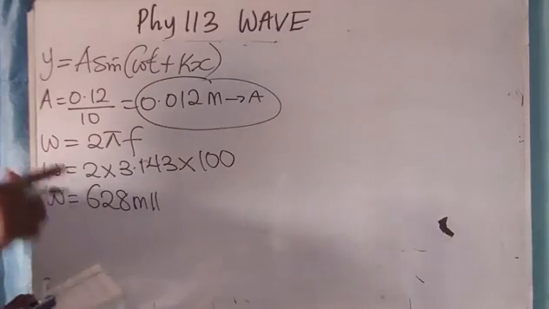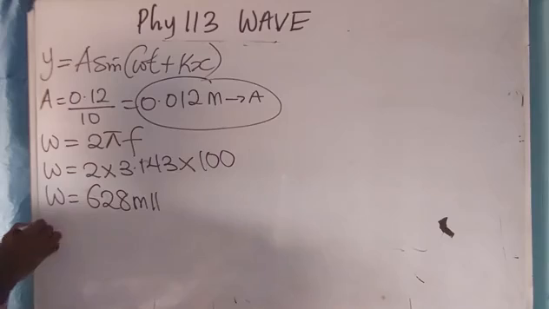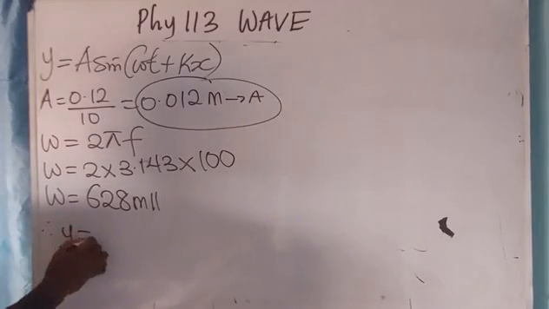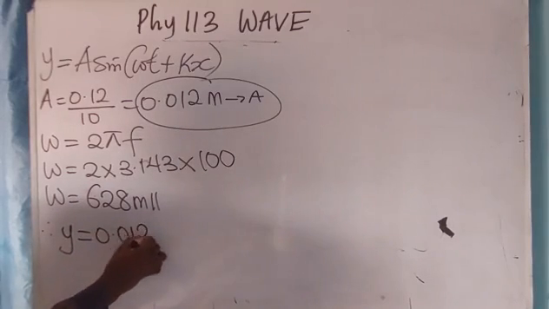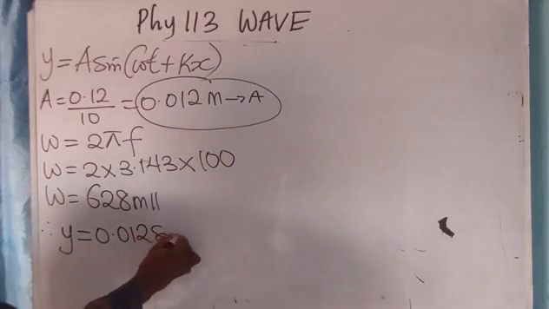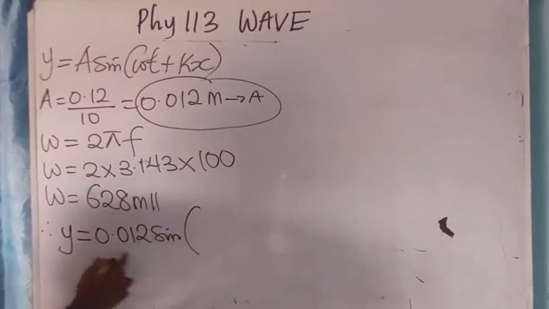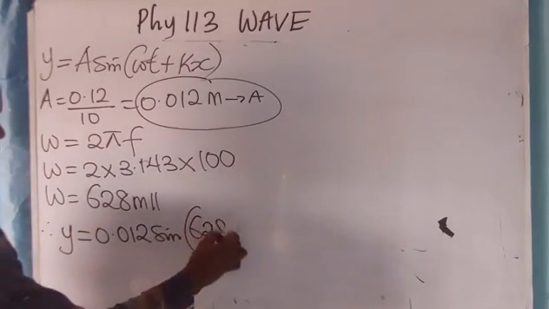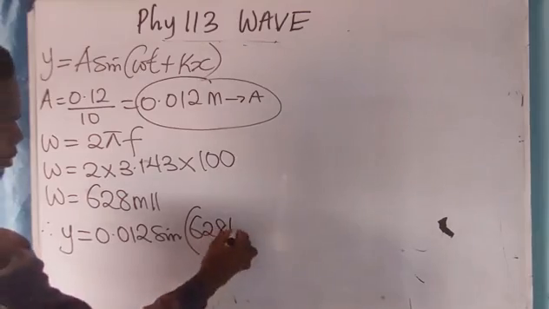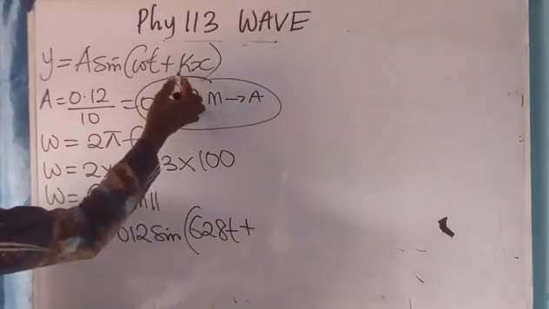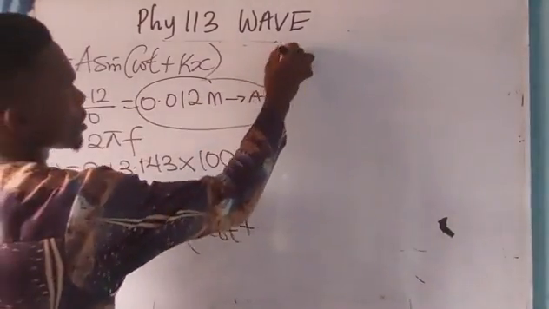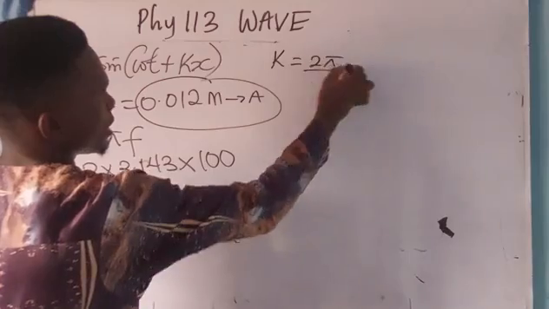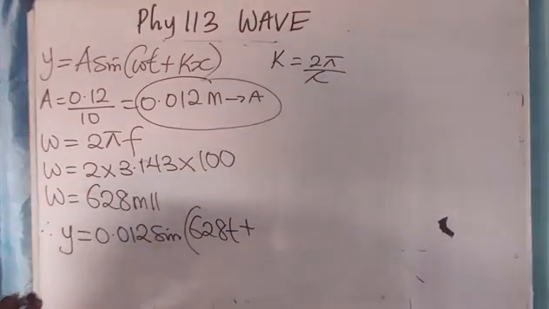To rewrite it, therefore, y equals the amplitude we've gotten, 0.012, then sine. What have we got now as W? 628, don't forget there's a T there, then plus K. Have we not solved for K? We haven't, so we have to solve for K. K equals 2 pi over lambda.